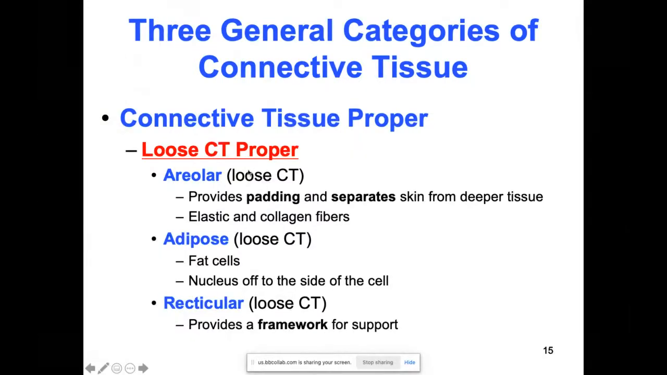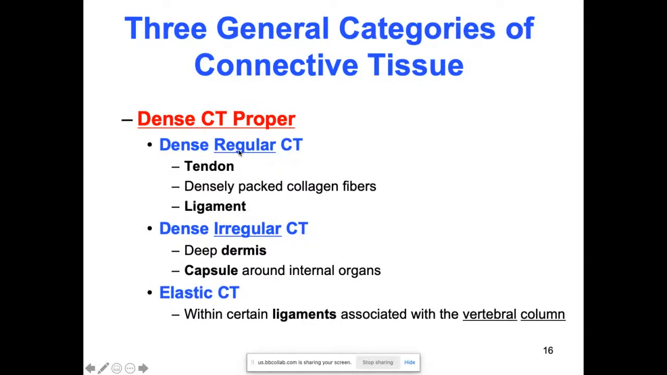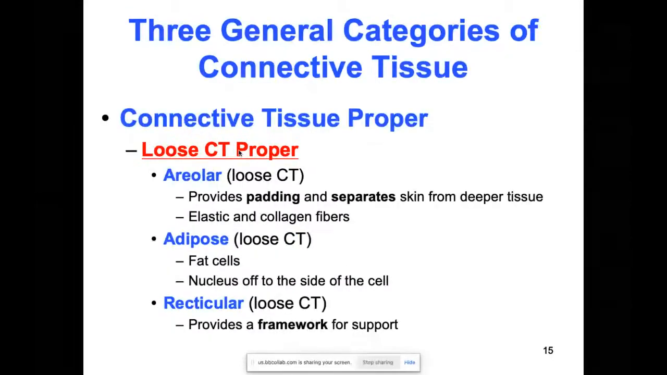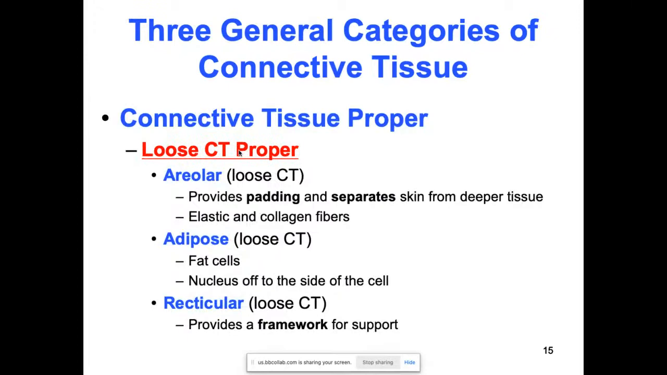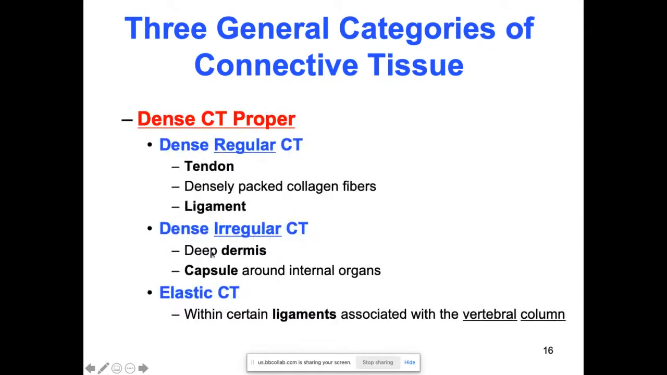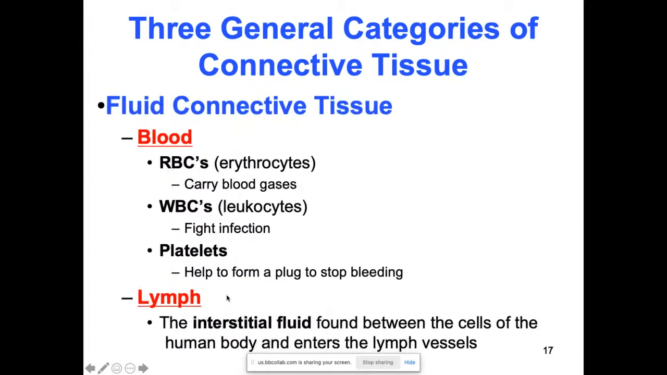So when we look under connective tissue, I want you to see the different categories here. Under connective tissue, there's loose connective tissue. There's dense. There's loose connective tissue. There's dense connective tissue. And under each of these, you see there are subcategories. Under loose, there's areolar, adipose, and reticular. Under dense connective tissue, there's dense regular, dense irregular, and elastic.